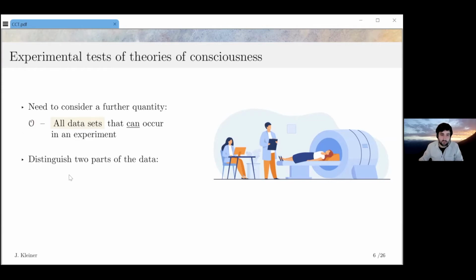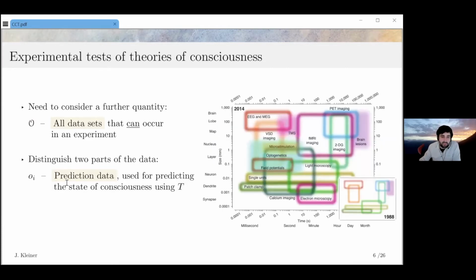There are two parts which every single data set has, and we need to distinguish these. On the one hand, every data set that we collect in an experiment has a prediction content, which we call prediction data. That's used for plugging into the theory we just had. So that's physical data, on the left-hand side of that arrow. This prediction data we denote as OI, where I represents internal.